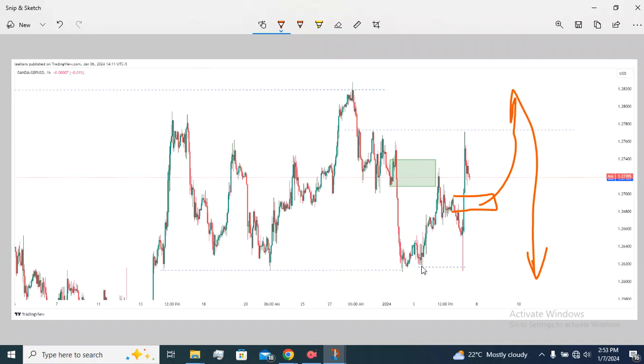See the way this guy was just mitigated. This lower low was not taken. The market boomed up. Yeah, there's an algorithm working.